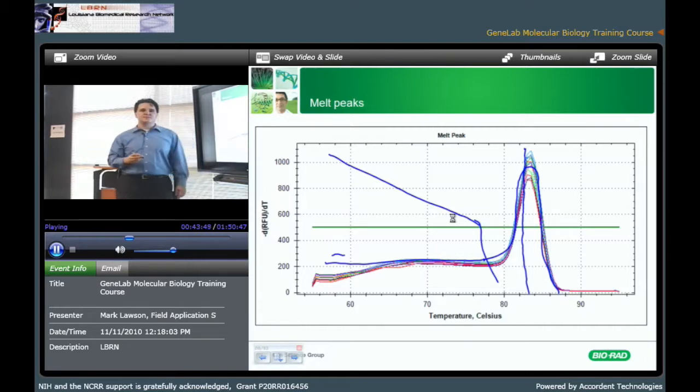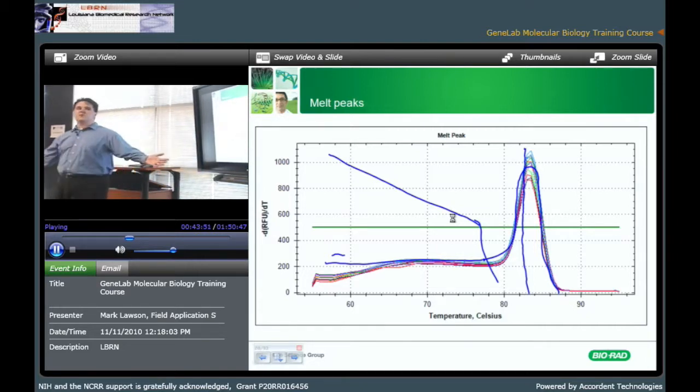And that's distinctive for this product. Now here's a quiz question. I love quiz questions. Can anyone name some things that determine the melting temperature of a particular DNA strand, or DNA molecule? GC ratio. The GC content, very good. What else? Size of the product. Size of the product, very good.